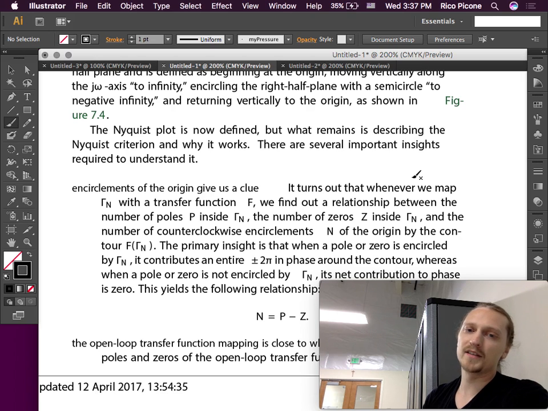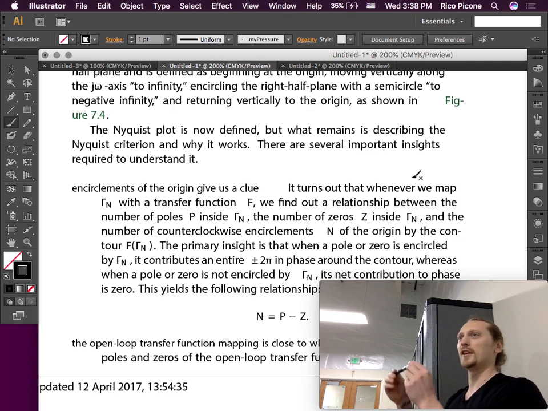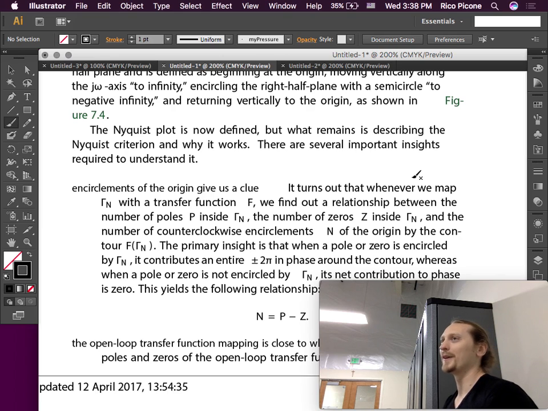The primary insight is that when a pole or zero is encircled by gamma n, it contributes an entire plus or minus 2 pi in phase around the contour, right? If it's inside, then it's going to go all the way around, and you're going to contribute either plus 2 pi or minus 2 pi. You can't help it. If it goes around you, you have to. And if you're outside, that's not true.